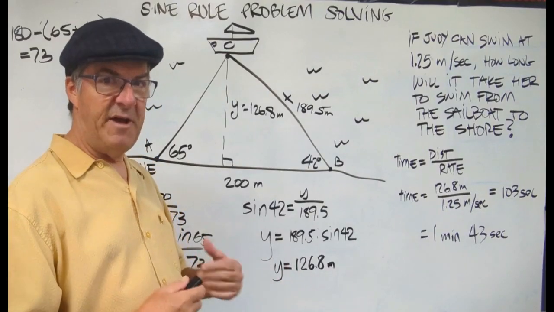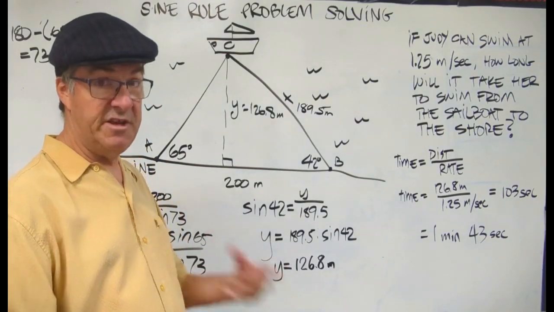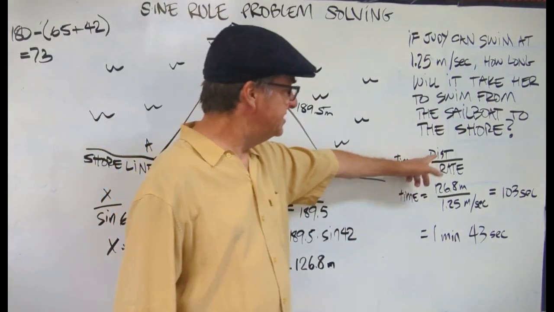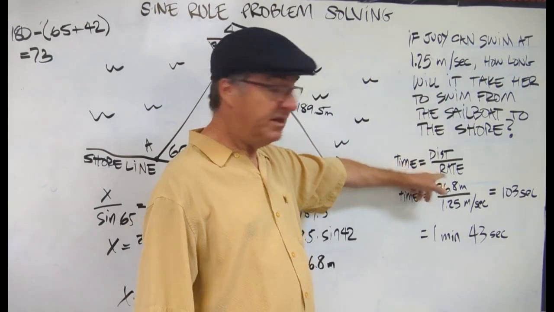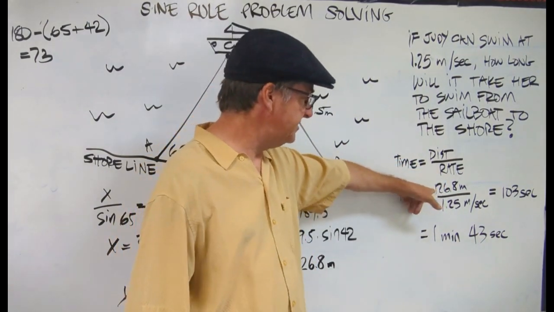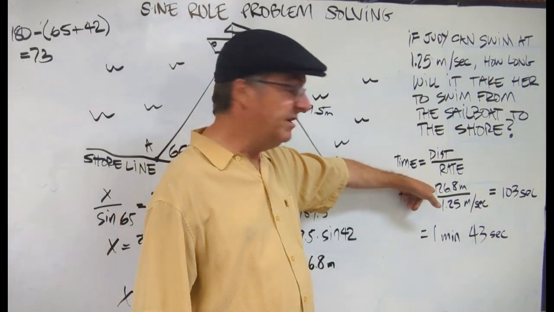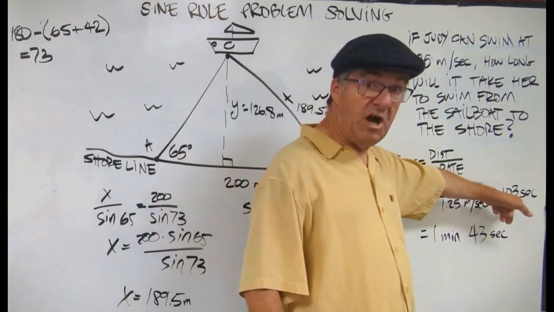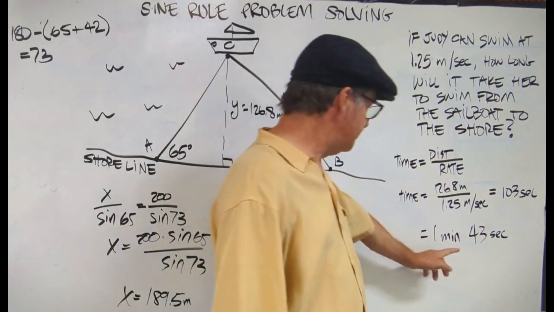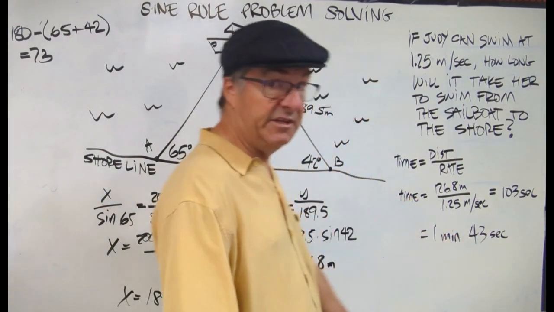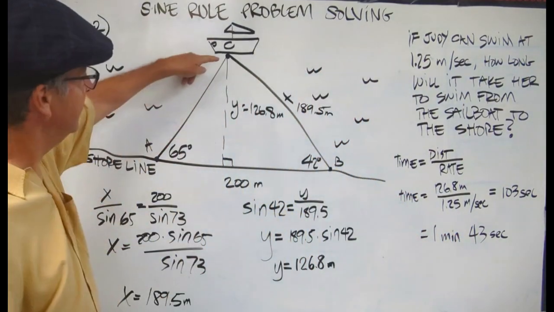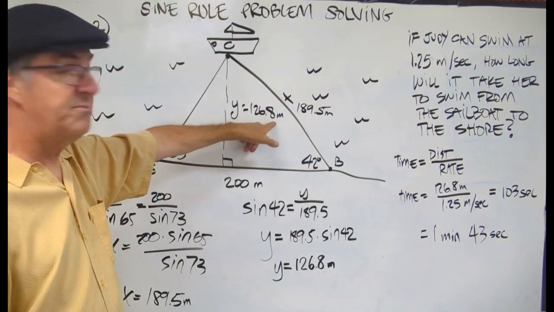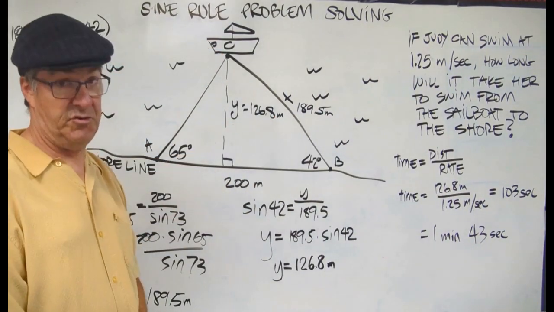All right, let's go back to a very basic distance, rate, and time equation. The time for a trip is the distance divided by the rate. So our time is going to be our distance, 126.8 meters divided by 1.25 meters per second. That gives me 103 seconds, which is 1 minute, 43 seconds. So that's how long it takes Judy to swim 126.8 meters from the sailboat to the shore.